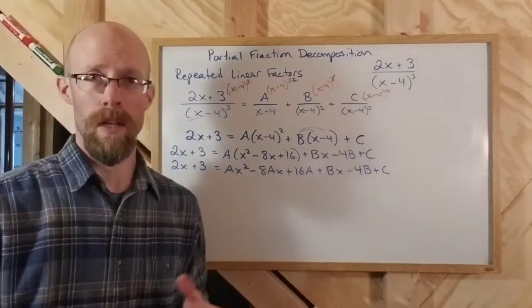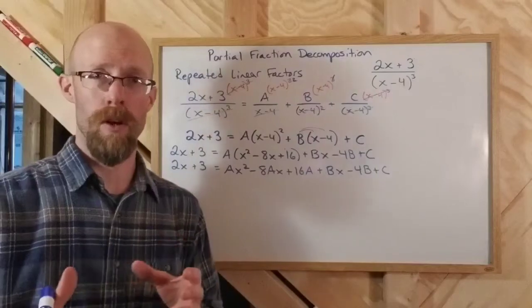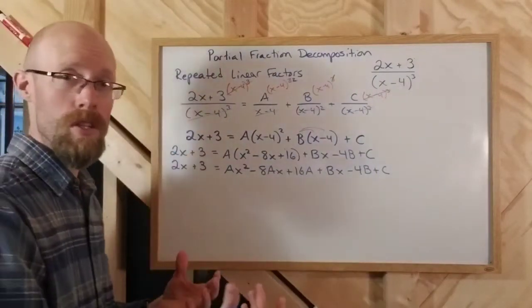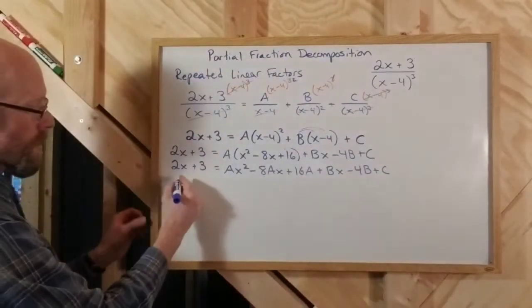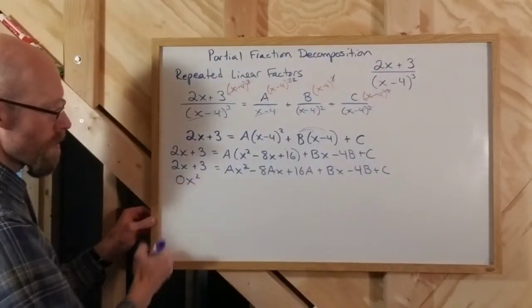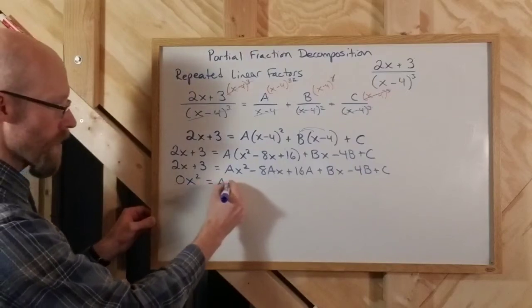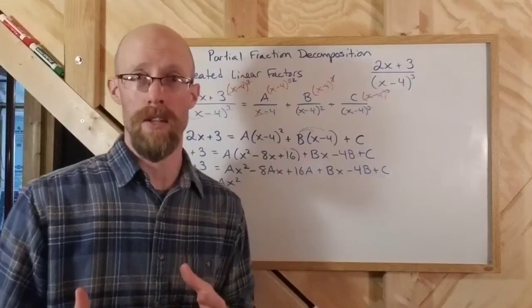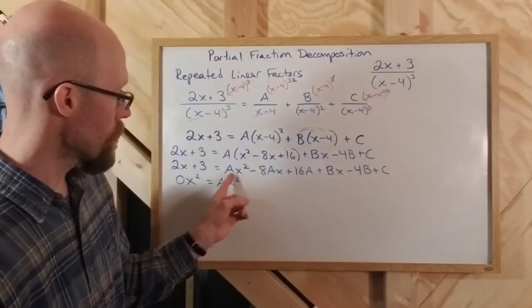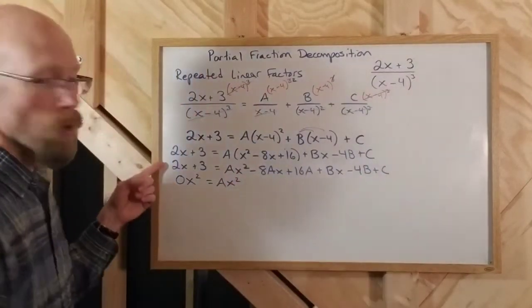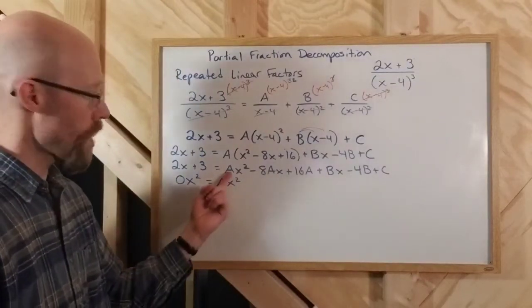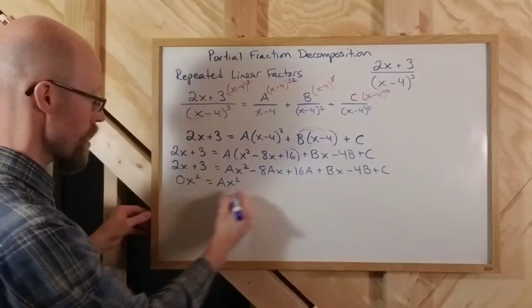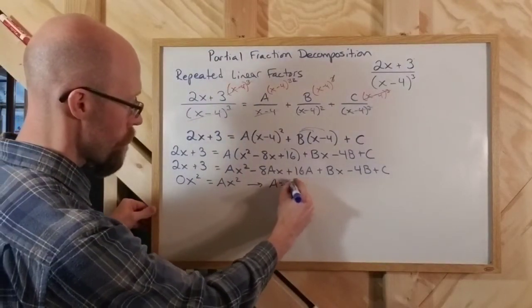So here's where the grouping is important. I'm going to group together all the x squared terms, all the x's, and all the constants on each side and set their coefficients equal. Well, on the left side, I actually have a 0x squared. On the right side, I have an ax squared. I'm just looking at the coefficients of the x squared terms. If that's the only one on the right side, and there isn't one on the left side, then that means this a value must be 0, right? Those two coefficients have to be the same, so that leads us to an a value of 0.